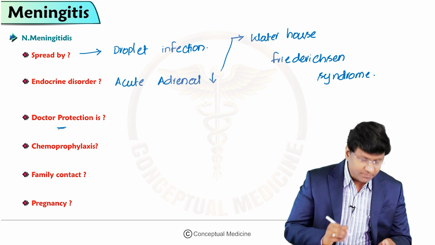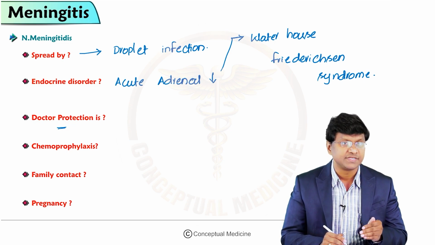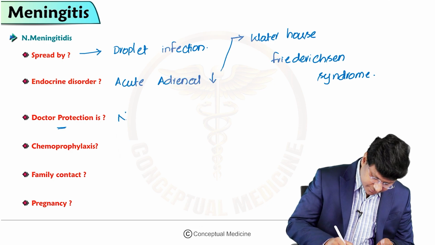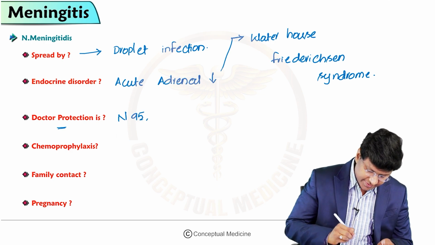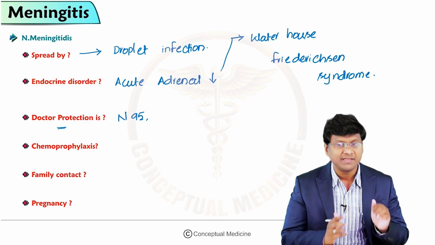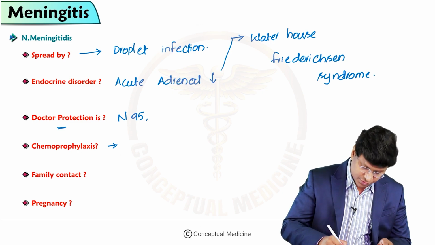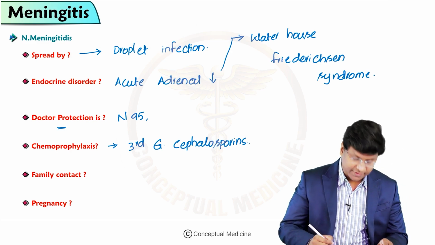And if you take this Neisseria meningitidis, how can a doctor protect himself from the droplet infection? That is by an N95 mask. And what will be the chemoprophylaxis in the healthcare individual? The chemoprophylaxis is mainly by third generation cephalosporins.